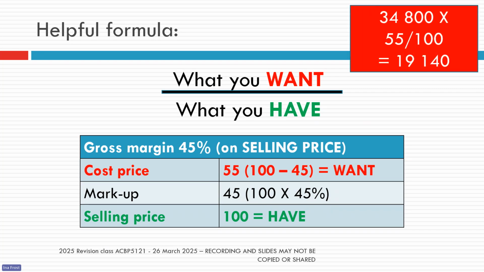So again, if you look up there in the top right-hand corner, if I take the selling price of 34,800 rands and I multiply it with what I want, what did I want? I wanted the cost price. What did I have? I have the selling price. And that then is how we calculate the cost price of 19,140 rands. Again, I'm just going to pause a little moment here to give you time to read through the slide and make sure you can see where I get all my amounts.